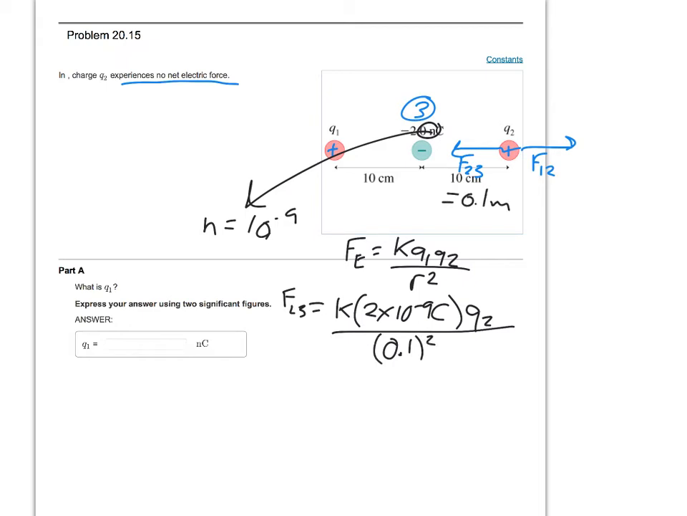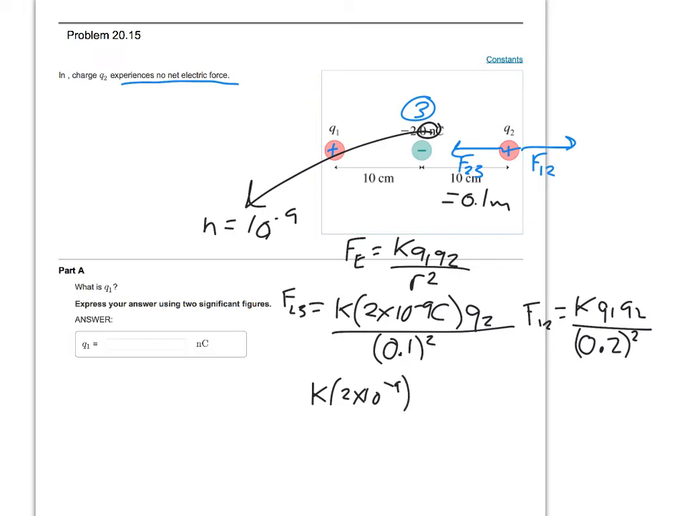And then I'm going to do the force between 1 and 2. So F12 is going to be equal to K times, I don't know Q1 or Q2, divided by the distance between them, which is 20 centimeters or 0.2 meters squared. I know that these forces must be going in opposite directions to have no net electric force on charge 2. I also know that those forces must be equal. So I'm going to go ahead and set these two forces equal to each other.